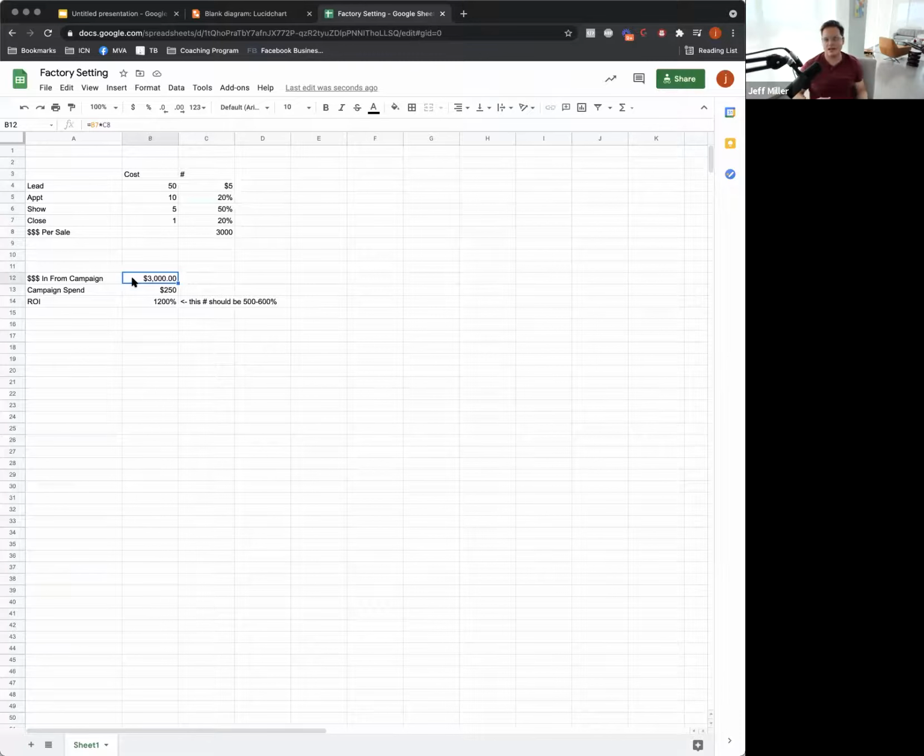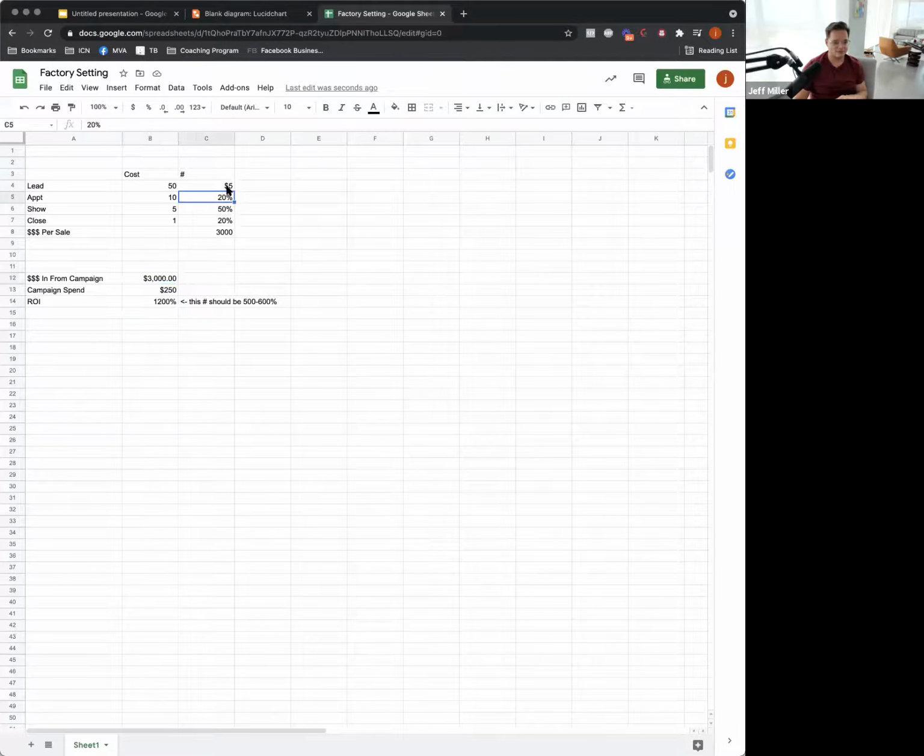Everybody's happy. Yes, your management fee is not included. Yes, your client's costs are not included, but hey, as long as it's above 500 to 600%, you're good, right? We're kind of ignoring the details of business stuff. We're trying to have that factory level, that manager, that overview setting. So let's start playing with these numbers.